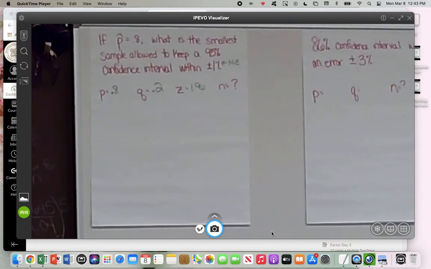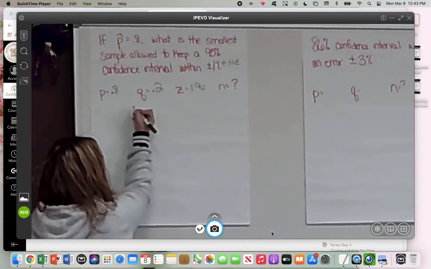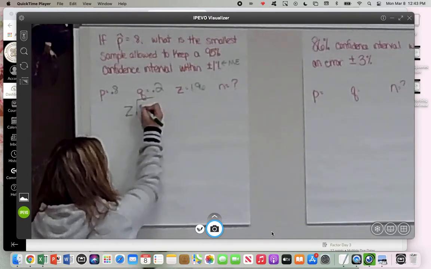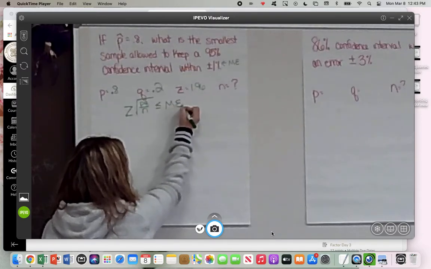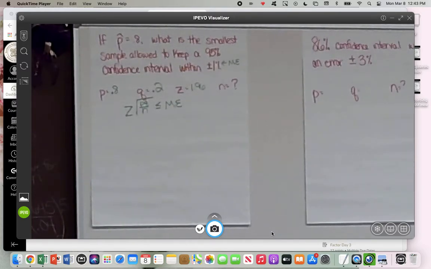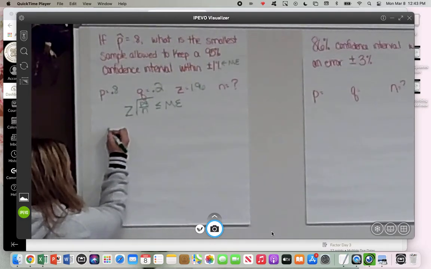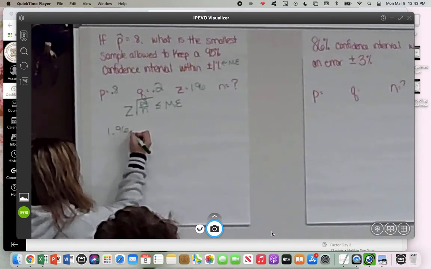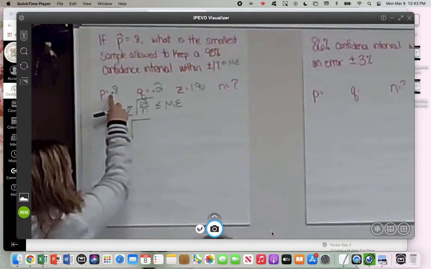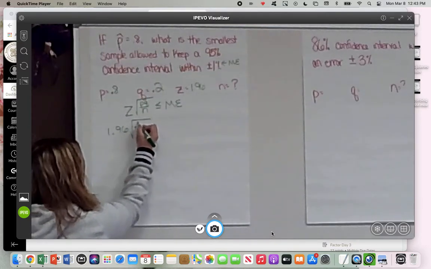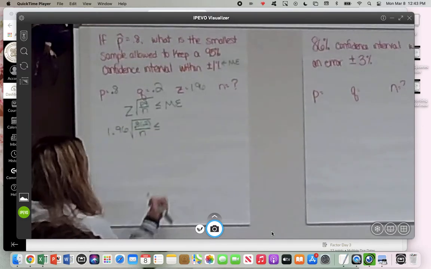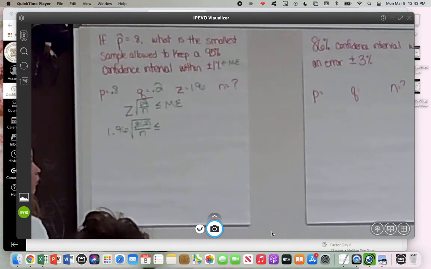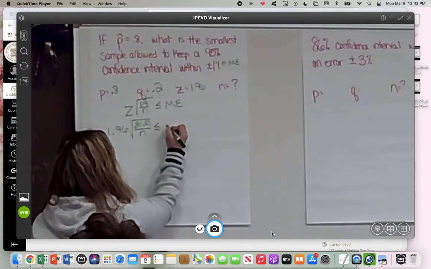So we just plug in what we know. We want the z value times the standard deviation to be less than or equal to our margin of error. So let's plug in what we know. What do we know for z? 1.96, and then our square root. This time, our numerator is 0.8 times 0.2. We don't know our sample size, but what do we want it to be within? 0.01, 1%.